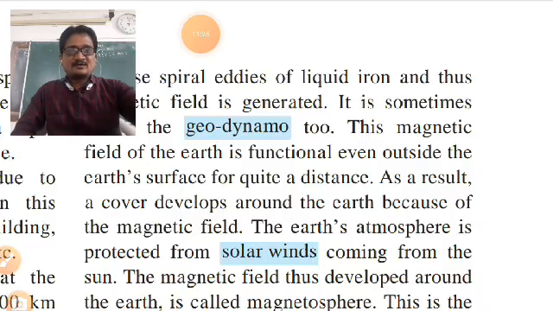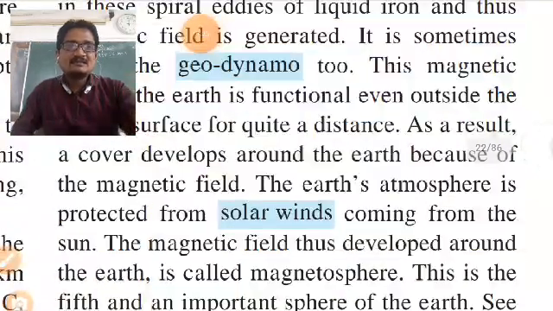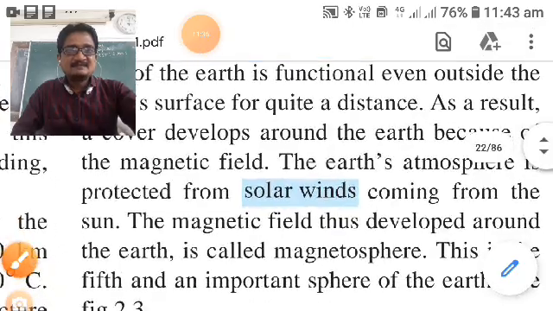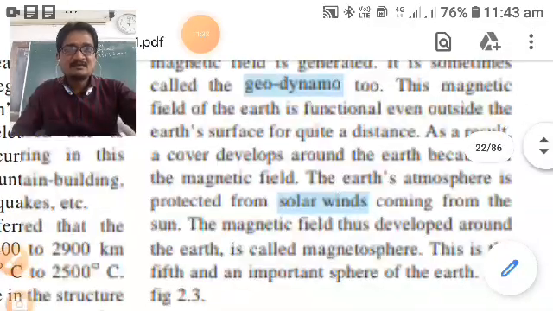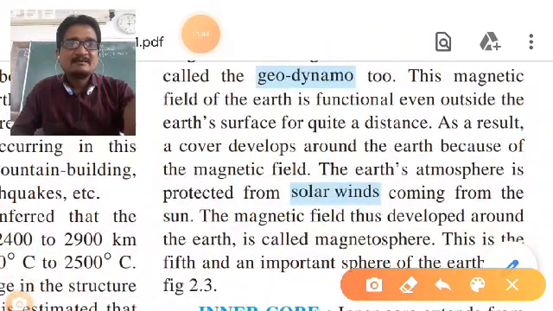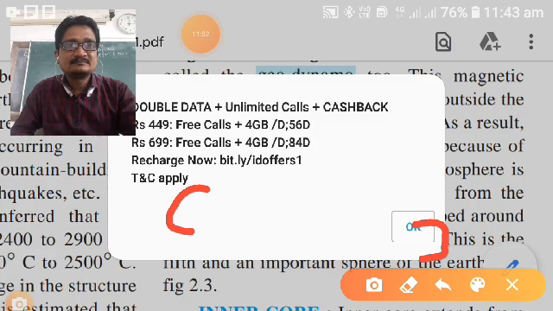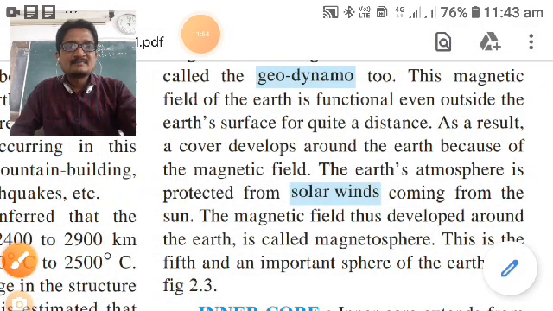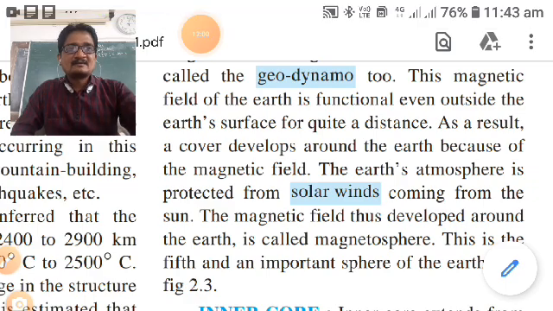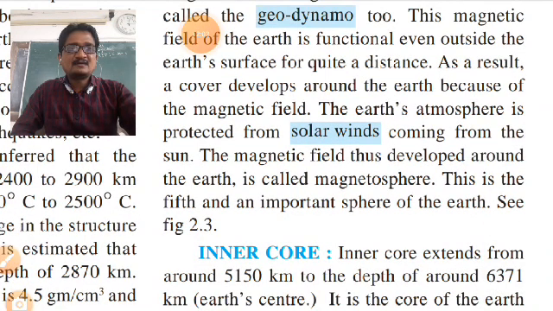The Earth's atmosphere is protected from solar winds. Note down this, solar winds coming from the sun. The magnetic field thus developed around the Earth is called magnetosphere. Note down this definition. The magnetic field thus developed around the Earth is called magnetosphere. This is homework for you. Note down. This is the fifth and important sphere of the Earth.